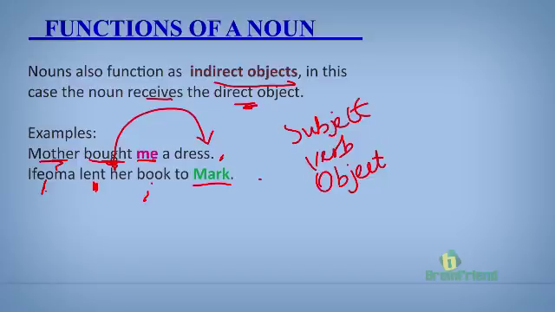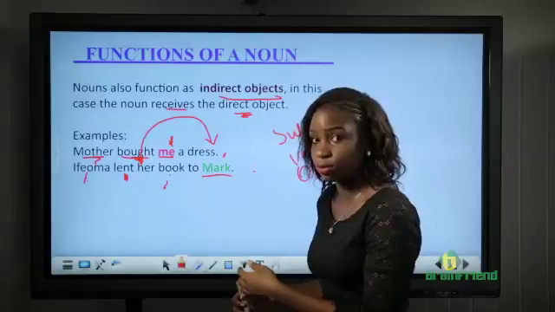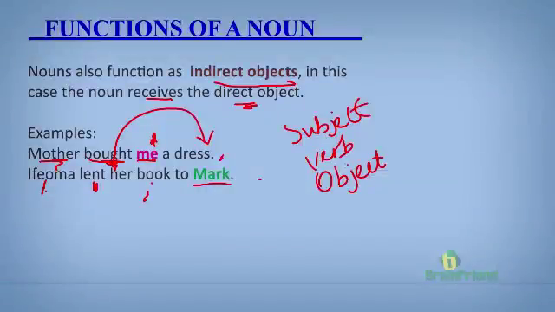And Mark is a noun. Me too is a noun. Me refers to a person, although me is a pronoun. We use me in place of a person. We're going to learn more about this in our lesson to come on pronouns. But me refers to a person, making it a noun. Mark here is also a noun. You can now see that nouns take the place of the indirect objects in sentences.